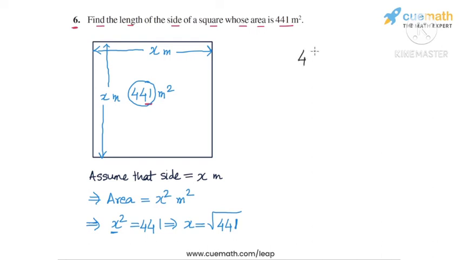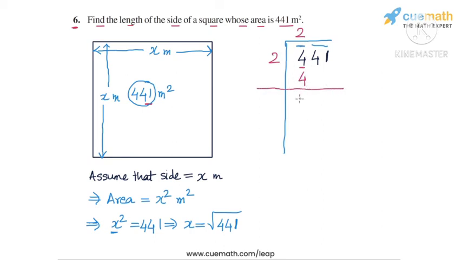So we write 441 and we put bars over pairs of digits. We put a bar over 41 and then we put a bar over 4, and now we can apply the division method. In the first step, we have to find the largest possible digit whose square is less than or equal to the number under the first bar, which is 4, and that digit is 2. So we take 2 as the first divisor and 2 as the first digit in the quotient, and 2 into 2 is equal to 4.